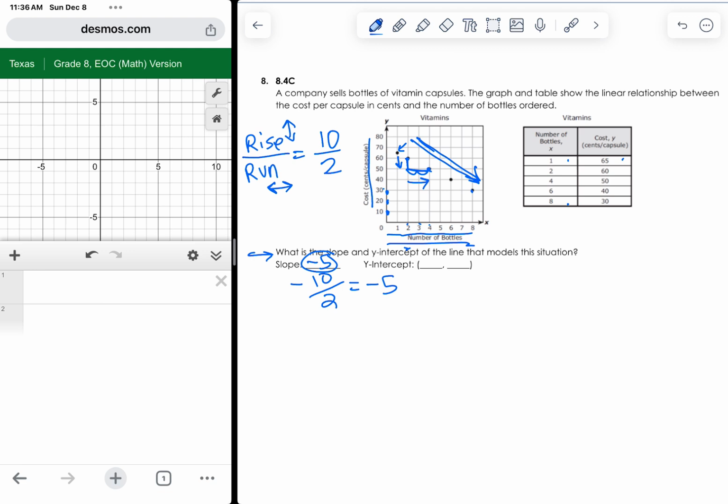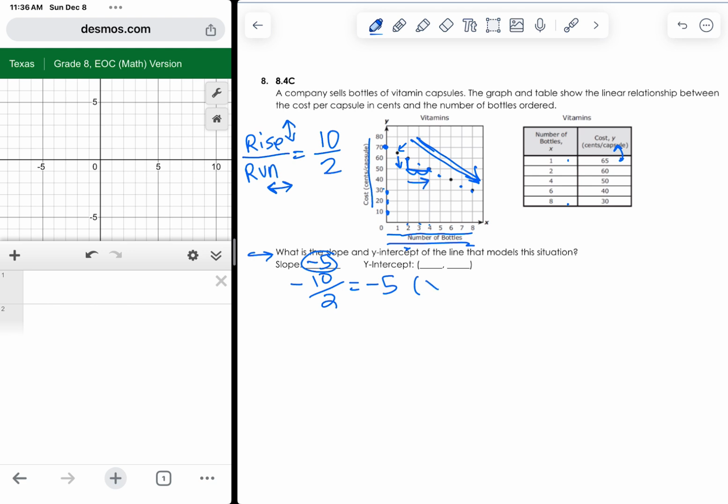To find the y-intercept, we know the y-intercept is where this line would cross the y-axis. Now this one's a little bit more difficult to see on the graph, but I know my slope is going down by 5 each one. I'm going down by 5, and it would make a perfect line up through here. That was not a perfect line, so I'm going to erase that. But if I was to move backwards and go up 5, if I'm at 65, I'm going to go backwards, my 0 would be 70. So for 0 bottles, the cost here is 70.